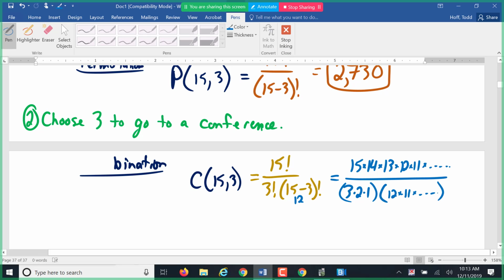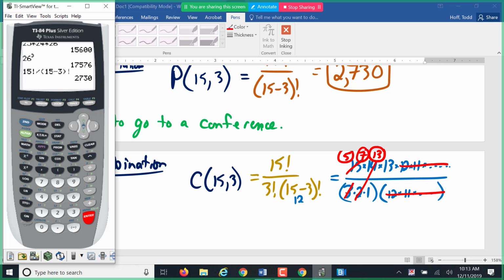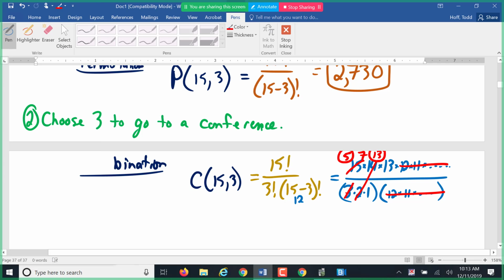Once again, we see the 12 factorial cancels out the 12 on down on top. And let's do the 3 and the 15. We'll divide out. 15 divided by 3 is 5. 14 will divide by 2, that's 7. And the 13 is not going to change. So that's just 5 times 7 times 13, giving us 455.